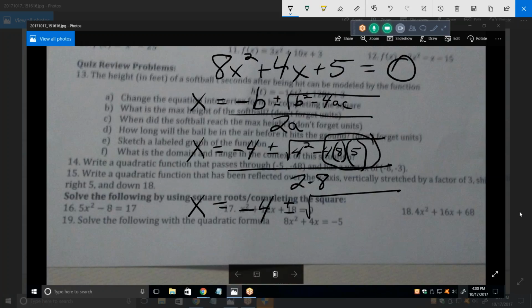Notice why it's easier to do the 4 times 5 first. Okay, so that's 160. We have 16 minus 160. That's minus 144, all over 16. Now, what's the square root of negative 144? 12i. Perfect. Hold on, I'm writing it over here on the top left.